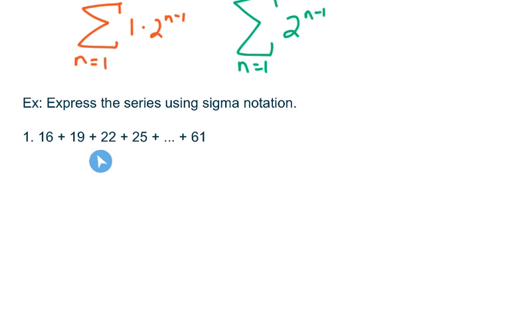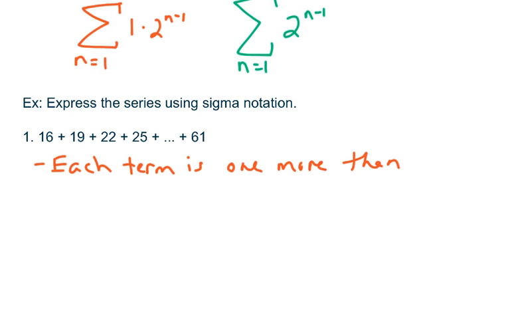So 16, 19, 22, 25. It looks like we're counting by 3s, but the problem is that they're not multiples of 3. They kind of look like one more than multiples of 3, because I'm thinking multiples of 3 being 15, 18, 21, 24, and then 60. So what we can say is that each term in our series here is one more than a multiple of 3.